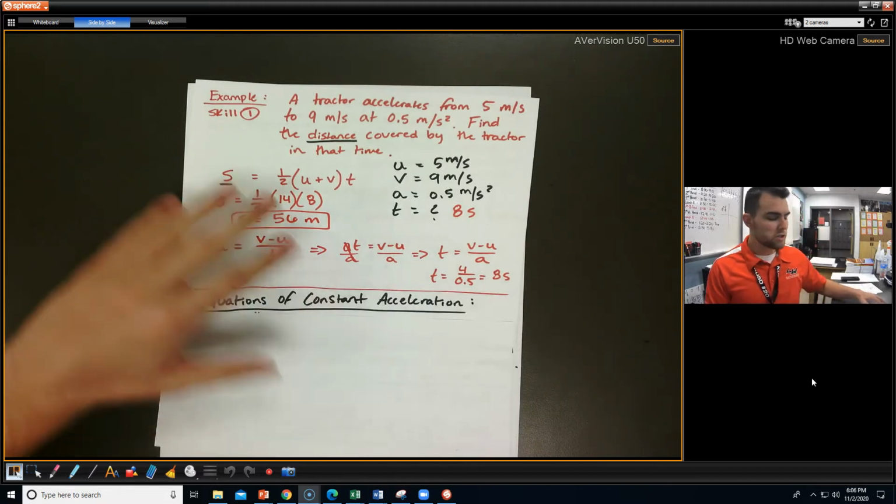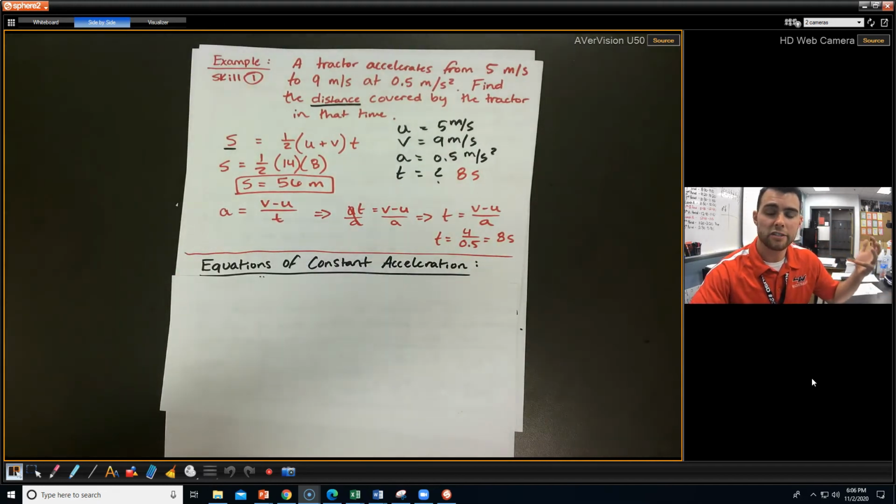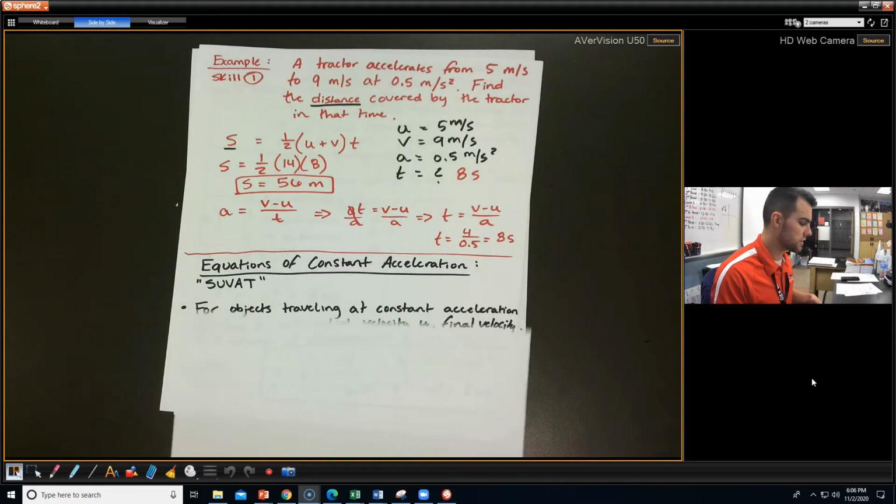Now, let's get into some more interesting equations, because there's a reason I combined this exercise and exercise 1C, because they're really the same thing. It just goes a little bit deeper. So we have a bunch of equations for constant acceleration. These are called the SUVAT equations.